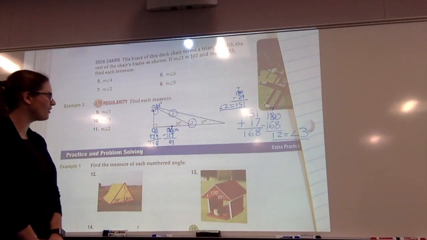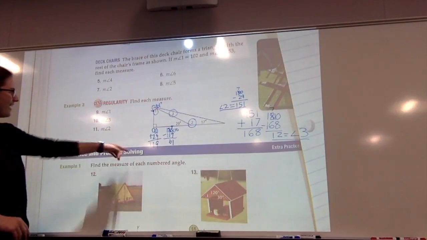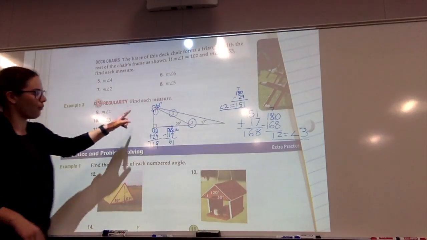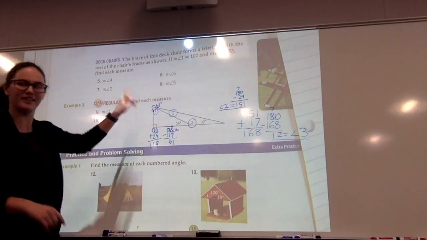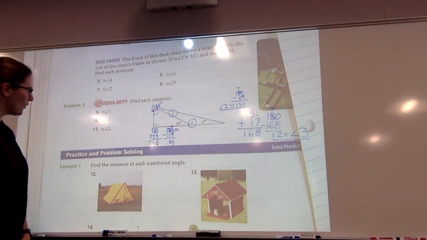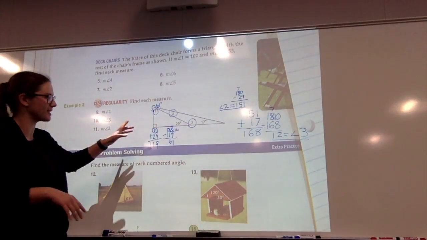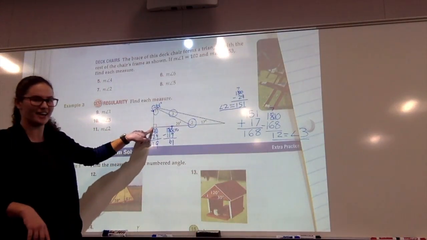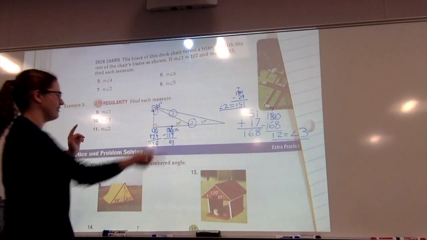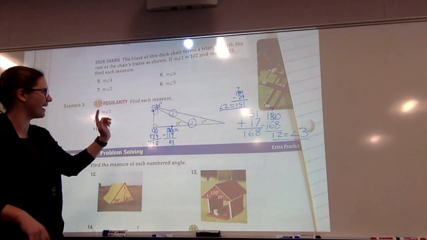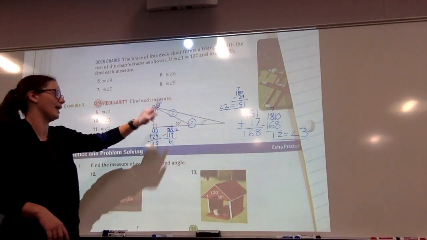Okay, so we're going to be finding the measure of all these angles, and we already have the work done. So this angle right here is a right angle, and then this is 29, and we're going to be finding angle 1, angle 2, and angle 3.